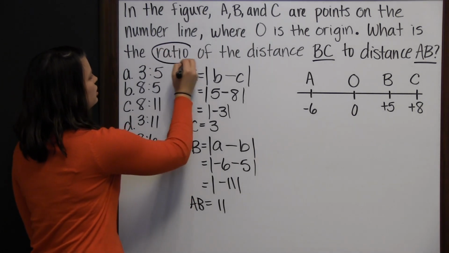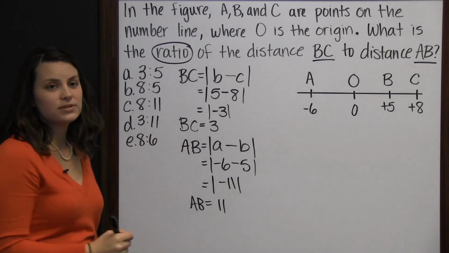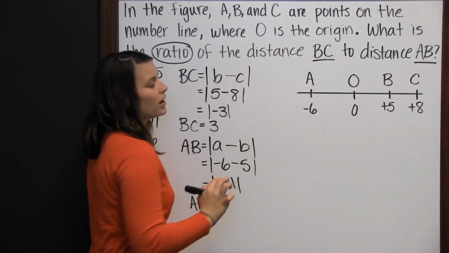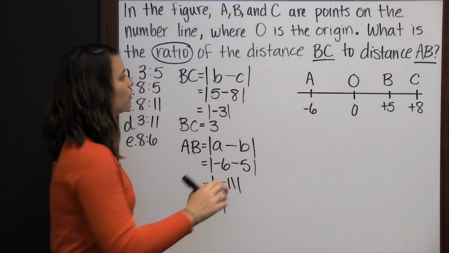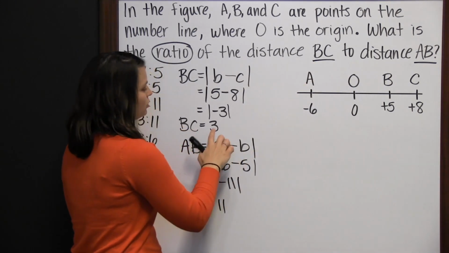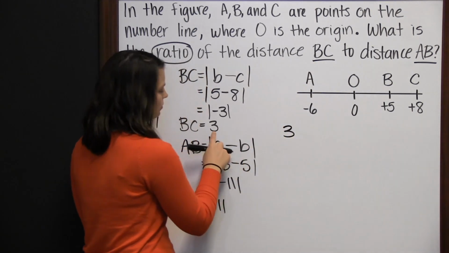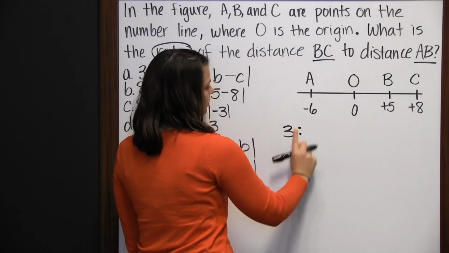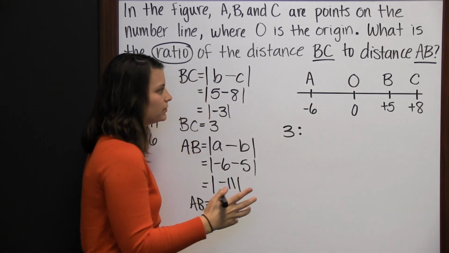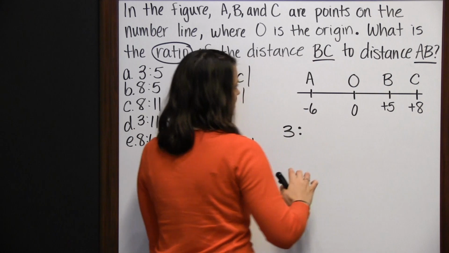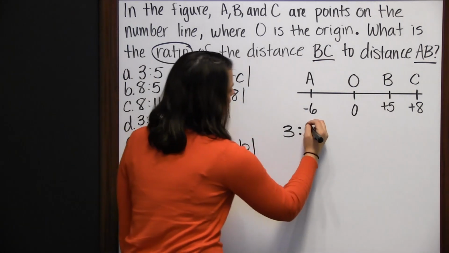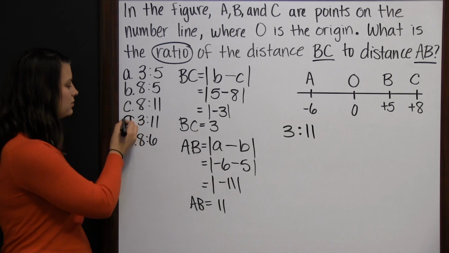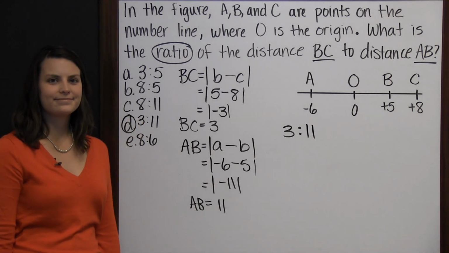Now they've asked us what the ratio of those distances is. And it gives you the order that it wants the ratio written in. So the distance BC should be the first number in the ratio, 3, and we use a colon, or you can write "to", it's fine too. The distance from points A to B, which is 11. So our ratio is 3 to 11, or answer D.